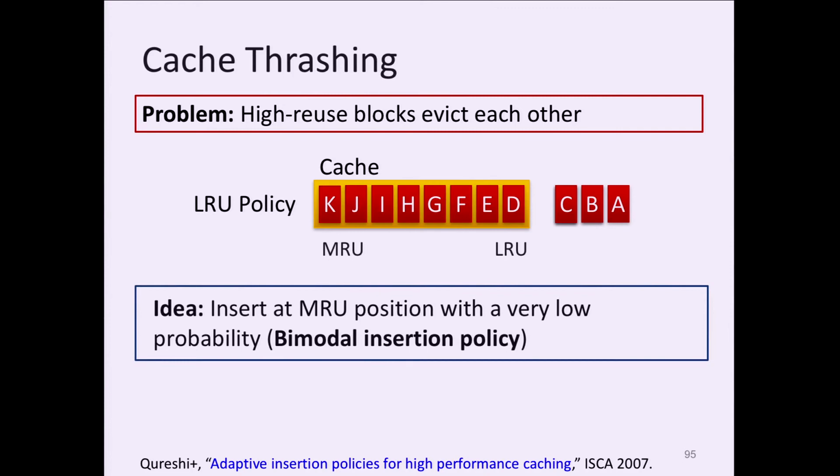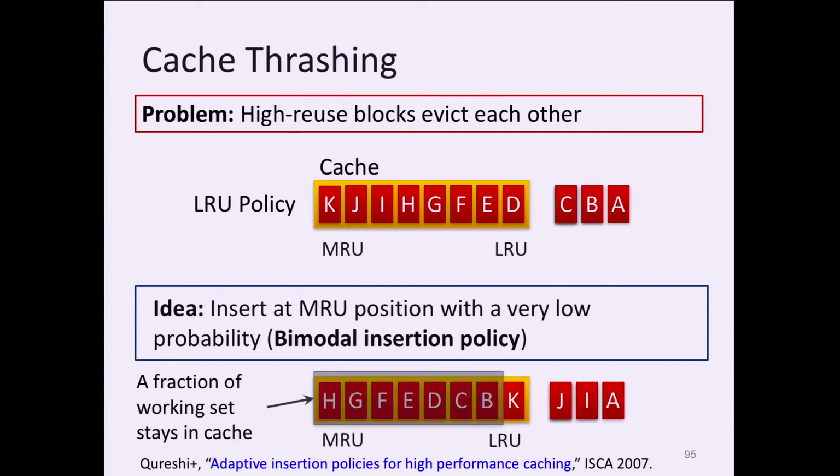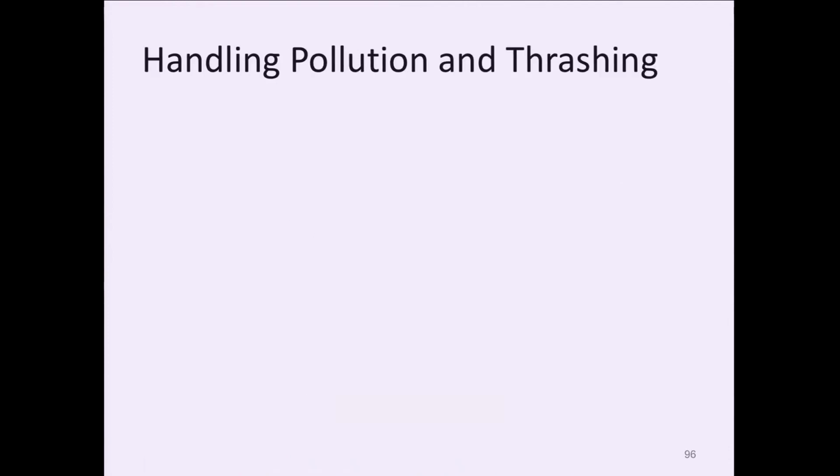Insert at the MRU position with a very low probability. Insert at the LRU position most of the time. Okay, we've already seen this. It gets rid of basically a good amount of the thrashing, but not necessarily all, right? A fraction of the working set stays in the cache over here.